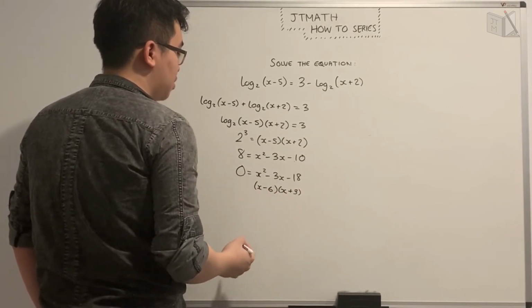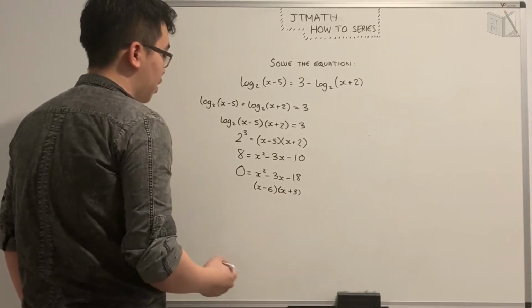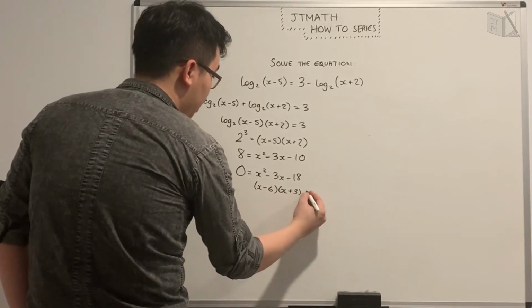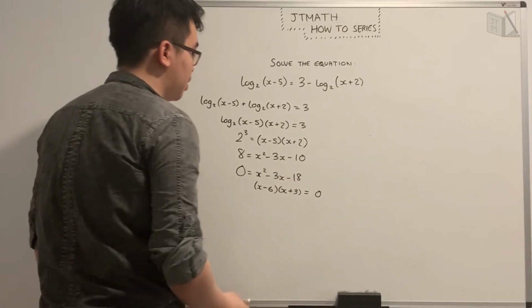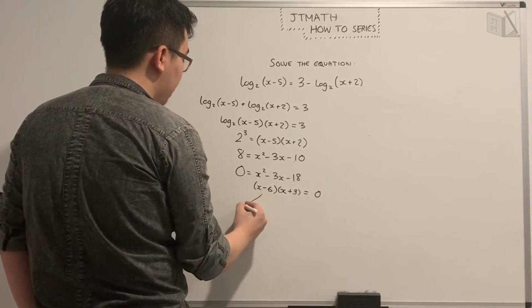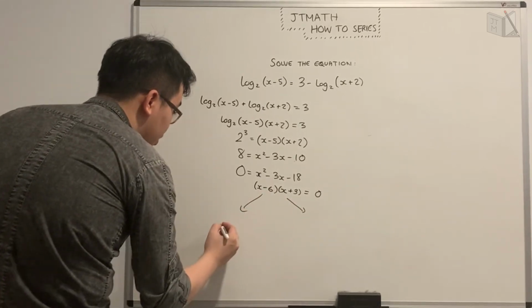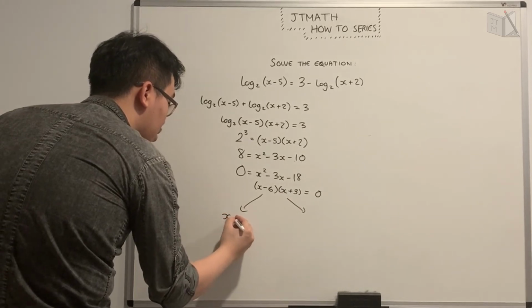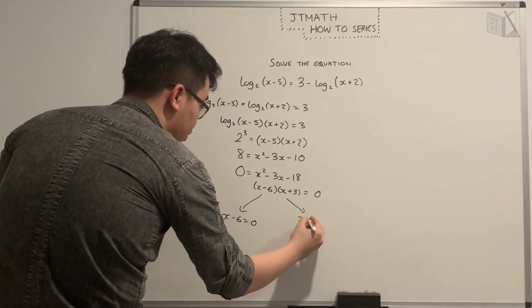Minus 6 times plus 3 is minus 18. Minus 6 plus 3 is minus 3. So these are the correct factors. We can make this equal to 0 because the expanded form equals 0. And now that we have this, we can use the zero product rule, meaning that each of these has to equal 0. So either x minus 6 equals 0 or x plus 3 equals 0.